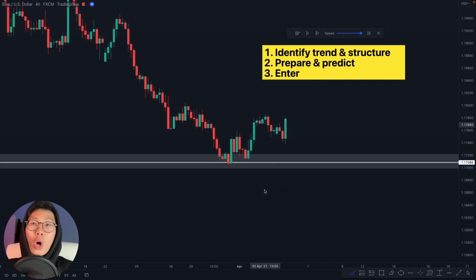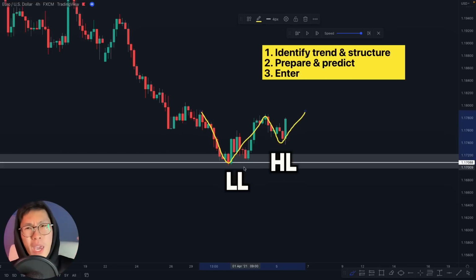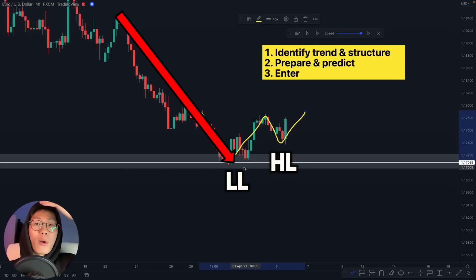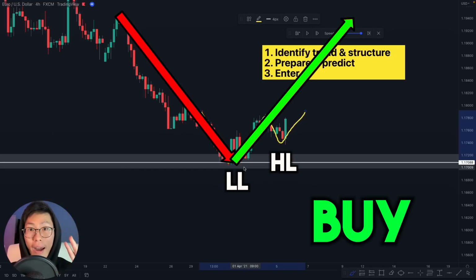But no, that is not what price did. Price actually reversed at this area right here and came back down to create your new higher low. You can see this low is higher than this low right here. So right now, this is the first sign that tells us that maybe the market is going to reverse from a downtrend to an uptrend. So we might be looking to buy right now.